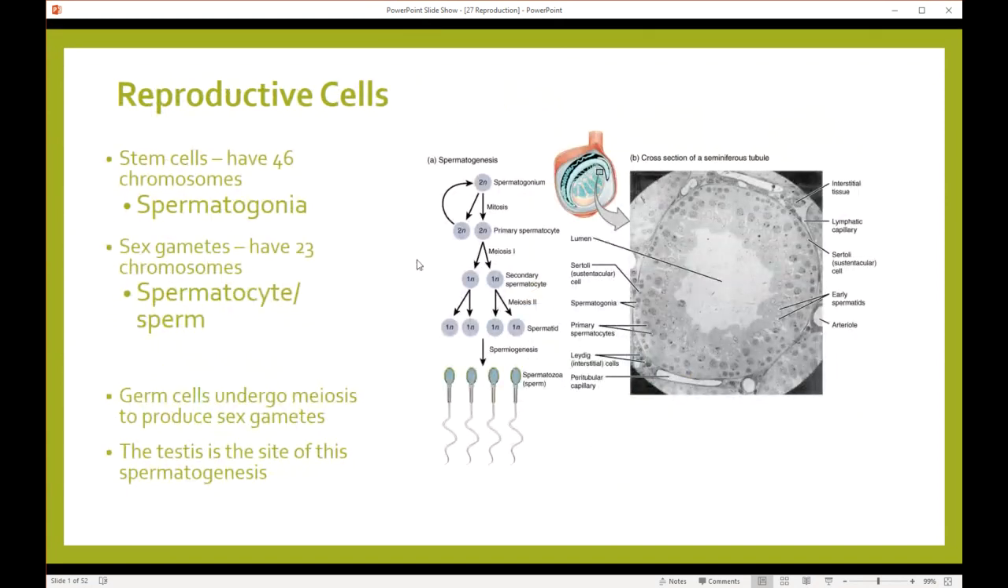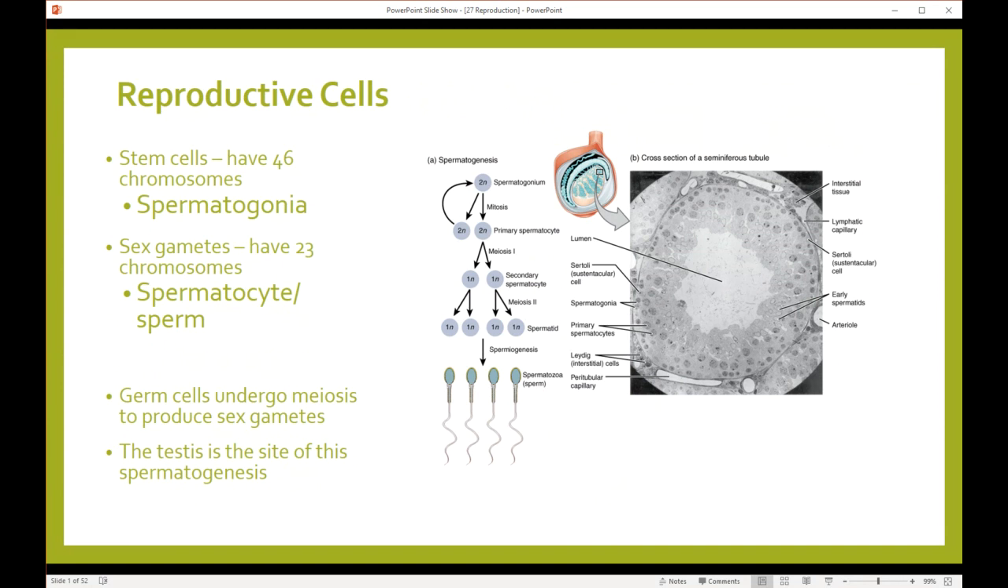All right. So we talked about meiosis, right? Reproductive cells are going to go through meiosis, not mitosis, okay? Now, they also do technically do mitosis, so just to be clear, they're actually doing both. So we have stem cells, right? And stem cells have 46 chromosomes. These stem cells are called spermatogonia for males, okay?